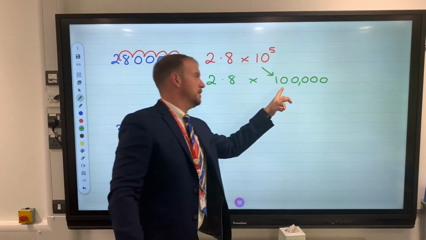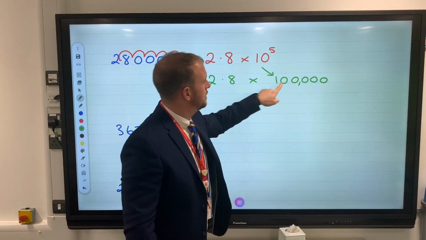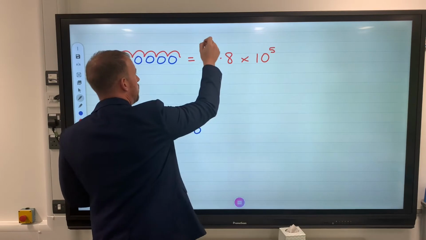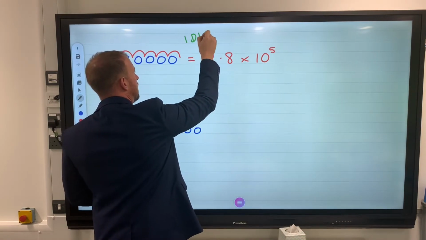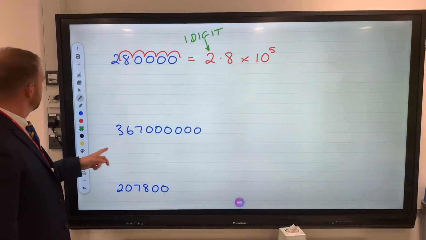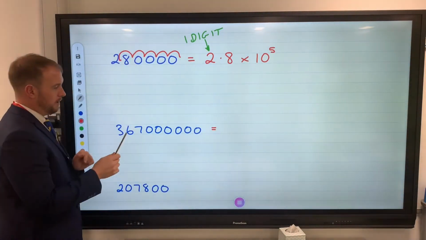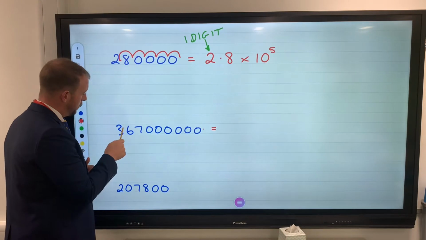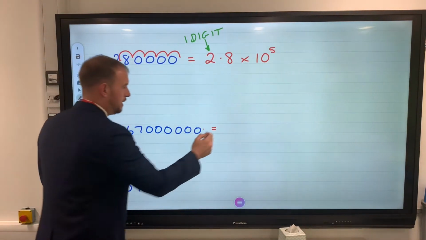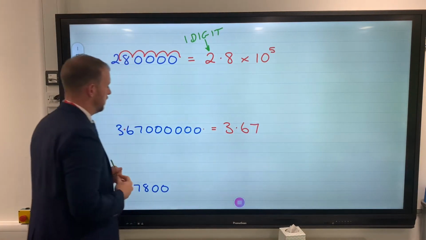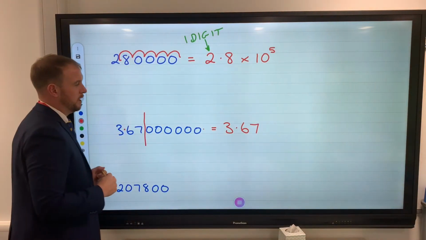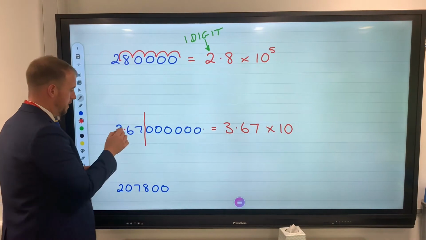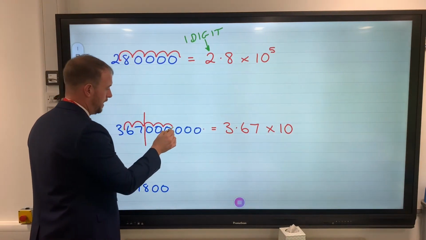But we want to stop writing all of these zeros, so we have converted this number here to a power of 10. So remember, we have to have one digit at the start. Same here. Currently, our decimal point is there. Okay, it's the end of every whole number. But we're going to put it here to make 3.67. Okay, because I've chopped off all the zeros. Standard form means you always have a times 10. Now we're going to work out the power.